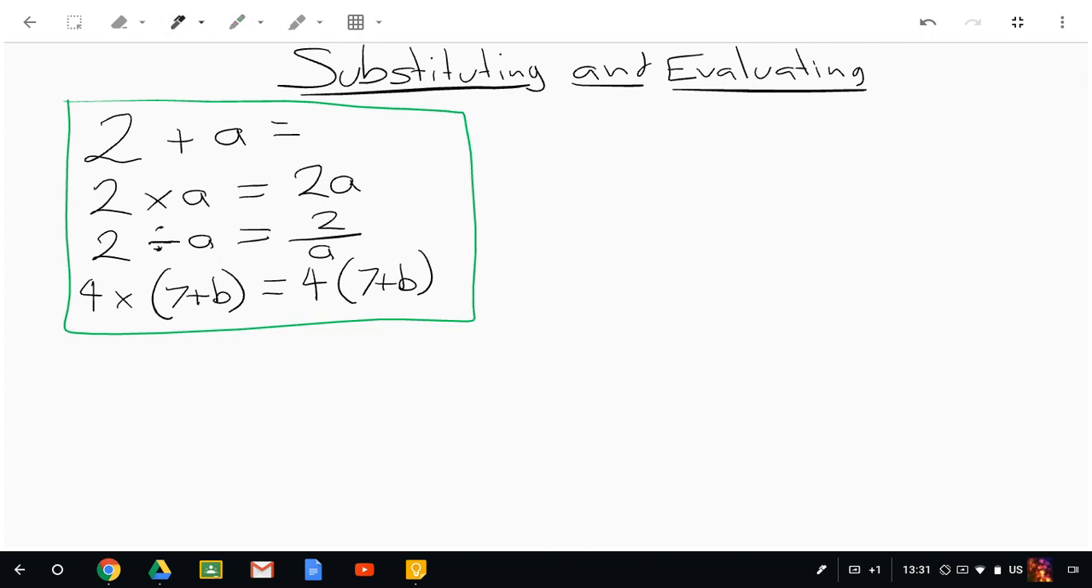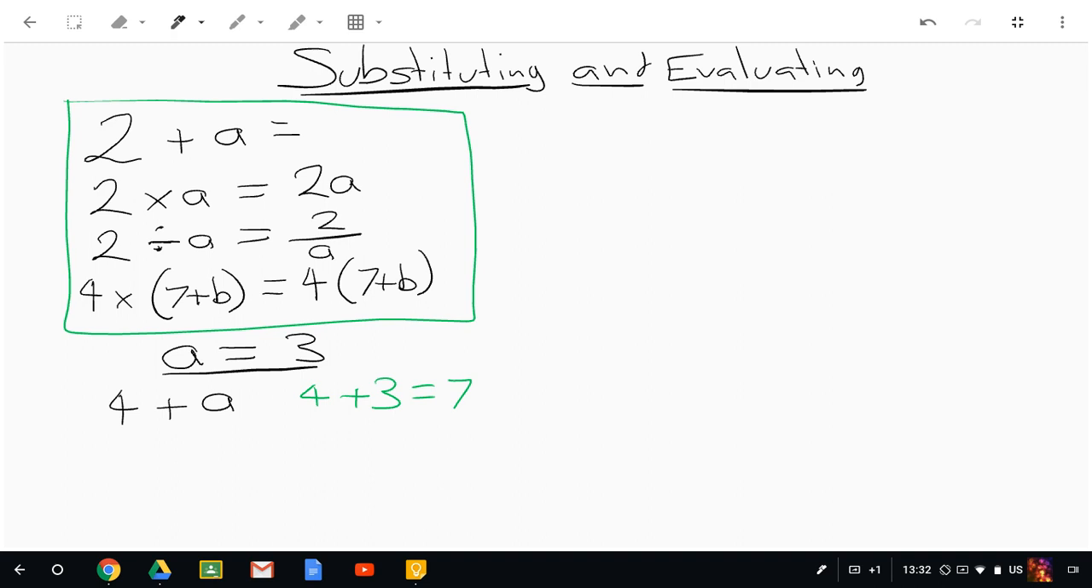If I say to you, let a equal 3, then wherever I put a in the next lot of equations, I'm going to substitute a being 3. So if I have 4 plus a, that means that it is 4 plus 3, and that will be equal to 7.